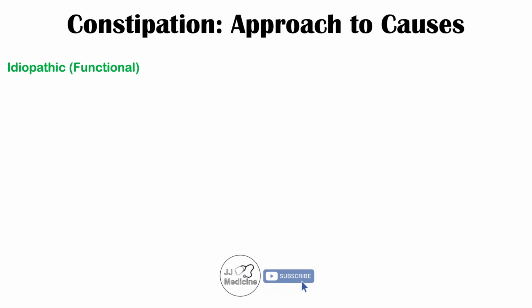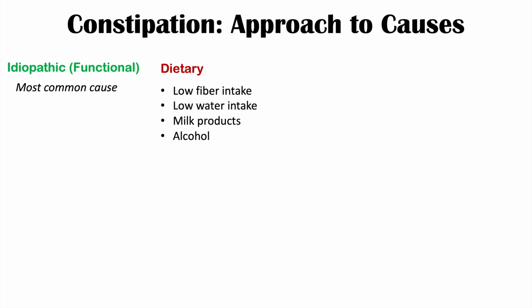Let's talk about the different causes of constipation and the approach to the cause. So by far, the most common cause of constipation is going to be idiopathic or functional constipation. This is where the actual cause is not known. And again, this is going to be the most common cause. Certain dietary choices can increase the likelihood of constipation as well. These are all going to include the following: low fiber intake, low water intake. So if the patient is not consuming enough water, they can be dehydrated. That's going to reduce the gastrointestinal motility. Certain milk products, so you can think of cheese, this can lead to constipation. And in some patients, alcohol can lead to constipation due to the fact that alcohol can dehydrate the patient.